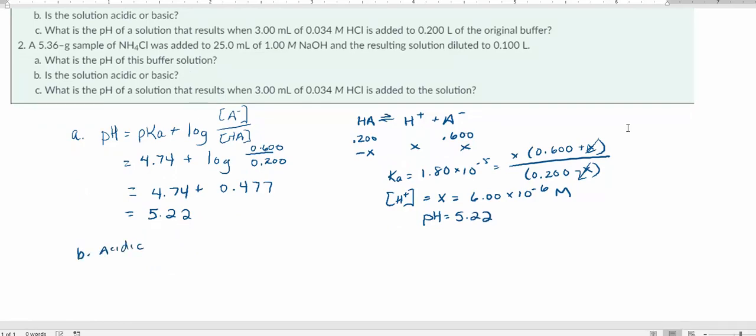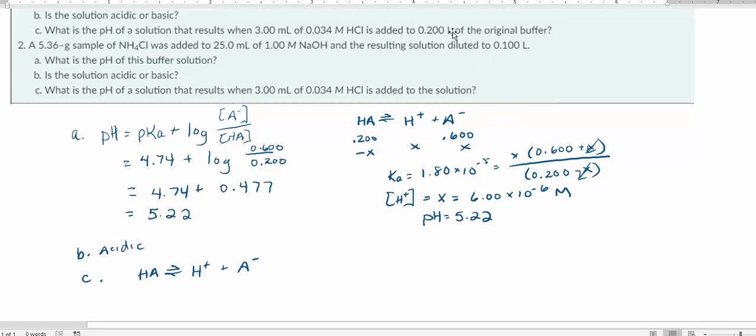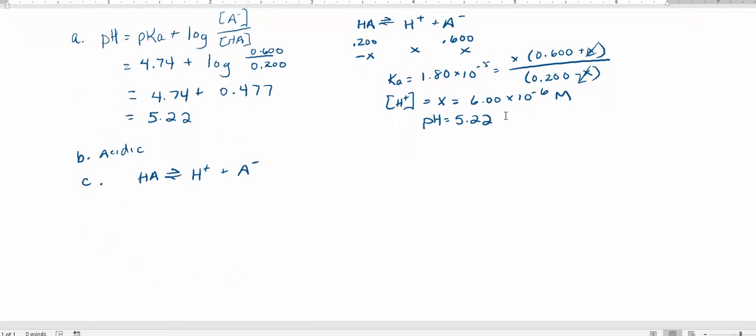And C, what is the pH of the solution that results when 3 milliliters of this hydrochloric acid is added to 0.2 liters of the original buffer? Well, first thing we need to do is calculate how many moles of each of these items we have. So if we have 200 milliliters, so 0.200 liters, we're going to multiply that by the initial concentration. So for the weak acid, it's 0.200. That's moles per liter, so that we're left with moles.